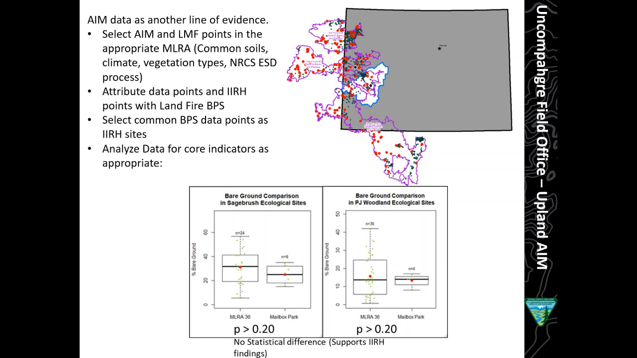We then select those common BPS from the MLRA and analyze the data for core indicators as appropriate. The figure below shows bare ground comparison in sagebrush ecological sites and pinyon juniper woodland sites, comparing our Mailbox Park allotment in this instance and the MLRA 36 where the allotment occurs. We can see that bare ground is very comparable in both of those ecological sites. Then we use the appropriate statistical test. In this case, we just used a t-test to show that indeed there is no statistical difference.